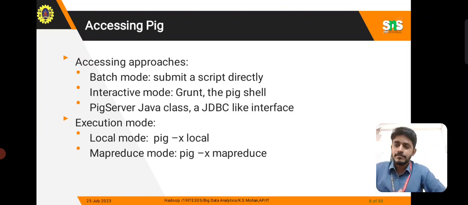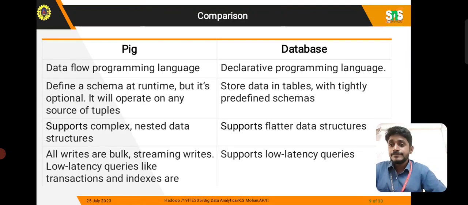Then accessing Pig. Next we are going to look at how we can access Pig, with easily accessible approaches. The first approach is batch mode, submitting as a script directly, and interactive mode, the Grunt shell, then the Pig server Java class, a JDBC-like interface. Then execution mode: we can have two execution modes, local mode and MapReduce mode. So here we have the accessing methods of Pig.